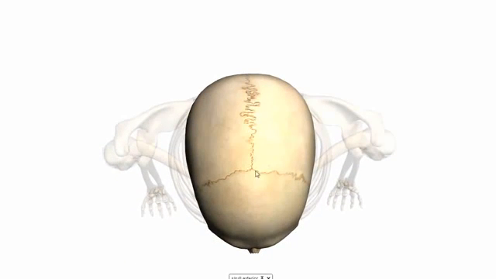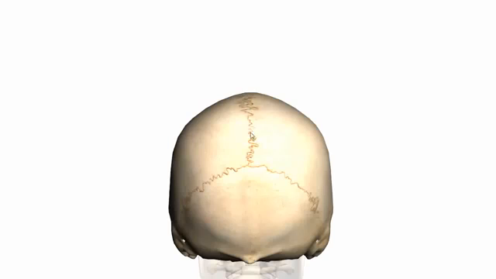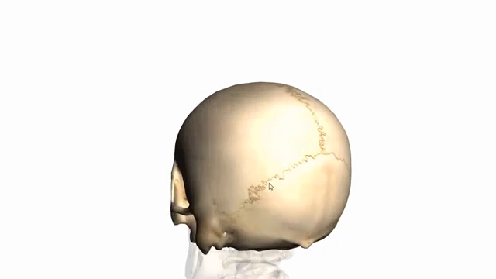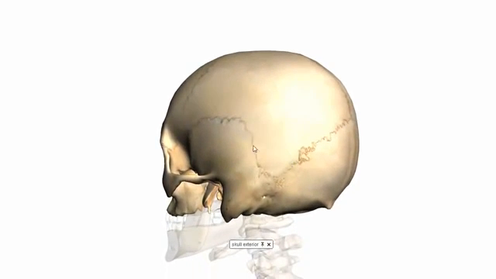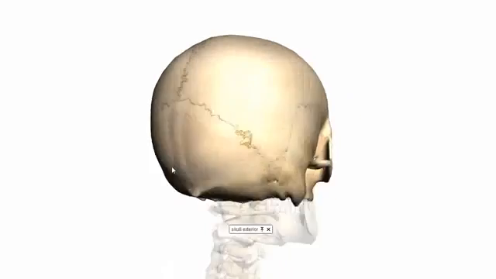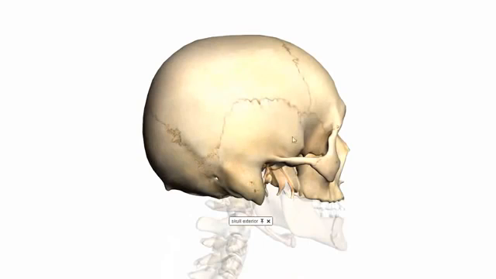Where the sagittal suture intersects the coronal suture, you've got this point here, which is known as bregma. And then spinning around to the back, where the sagittal suture intersects the lambdoid suture, you've got this point here, which is called lambda, again because of the lambda shape. And then you've got another point where all these sutures intersect. This is called asterion. You've got that on the other side.